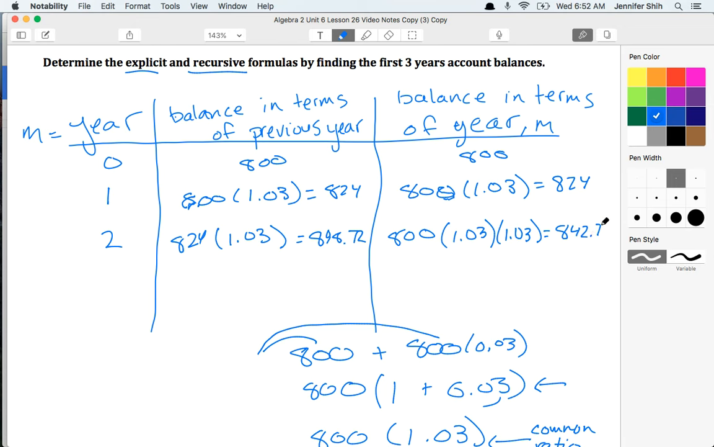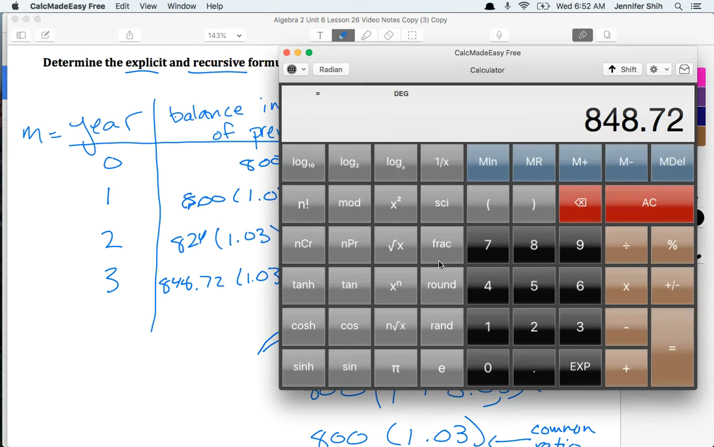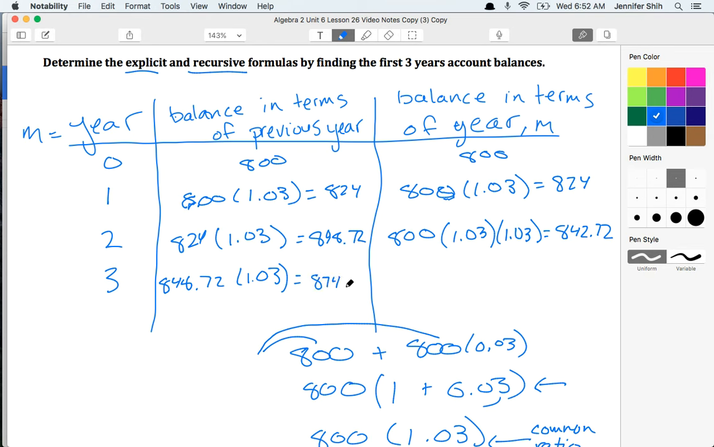That makes sense. In year 3, we're going to take our previous number, 848.72, and we're again going to multiply it by our common ratio, so times 1.03, which gives 874.18. In this case, we're going to multiply by our common ratio not once, not twice, but 3 times in order to get 874.18.